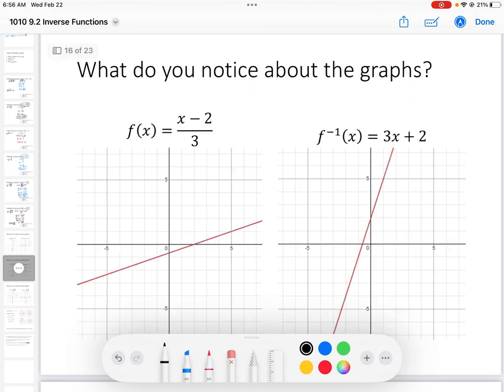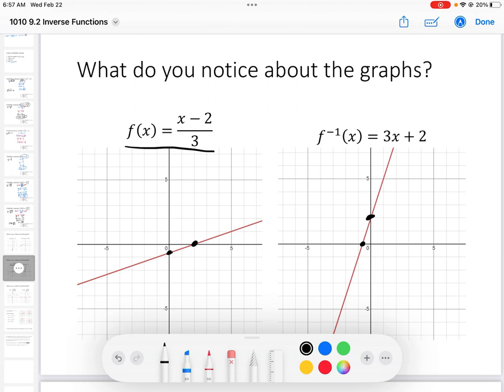If we look at this one, you can see that this original function had an x-intercept of 2, but then it had a y-intercept of -2. It had a y-intercept of maybe negative 0.7 or something. And then the x-intercept on the inverse was negative 0.7. So essentially the graphs of a function and its inverse are the same graph, but the x and y axes are switched.